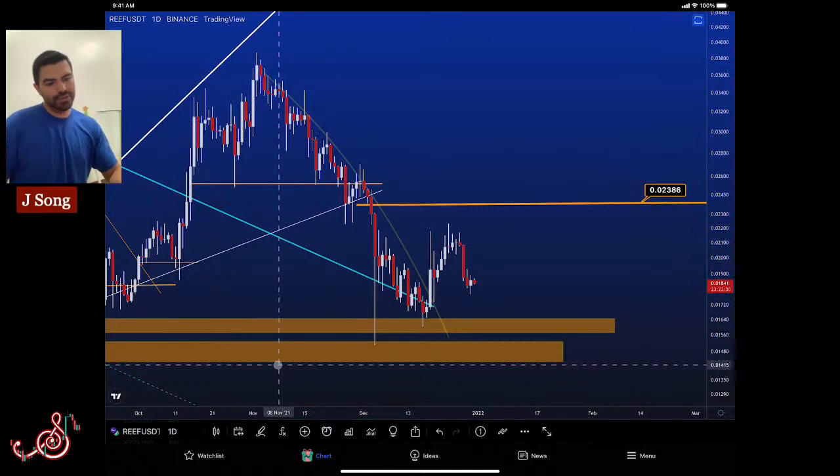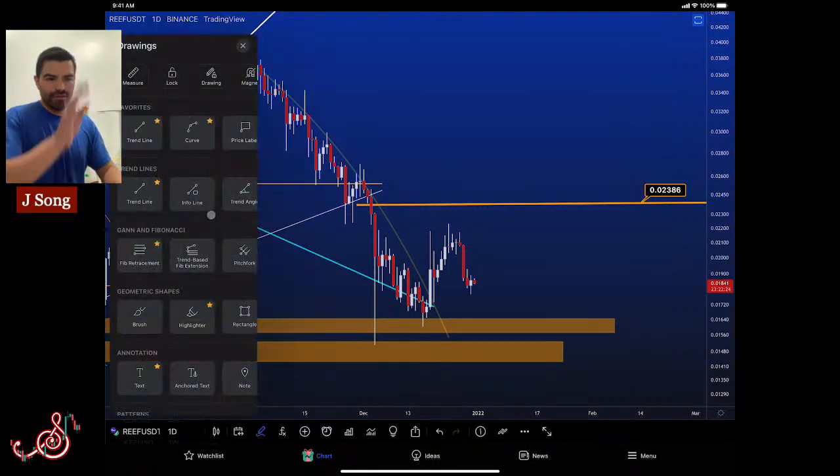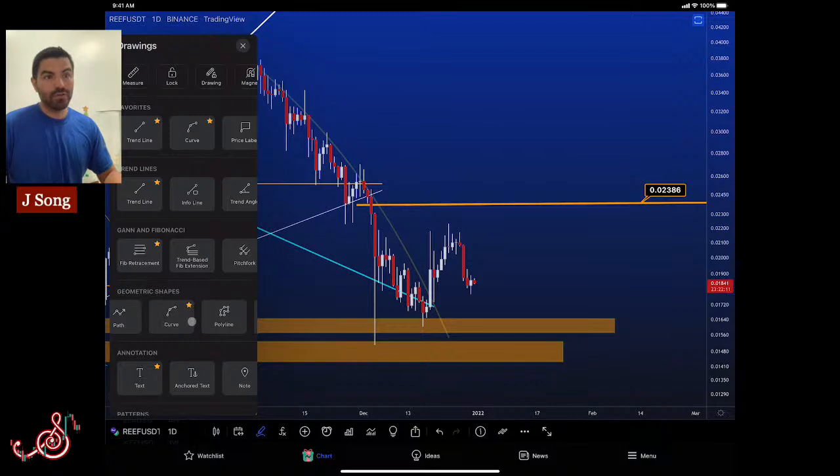Okay, what you're going to do is go to your drawing tool right here. Click on that drawing tool, and it's going to give you all of these. Mine is already saved in my favorites, but if yours is not, you can go to where it says geometric shapes, scroll to the side, hold where it says curve, hold it down, and add it to your favorites.